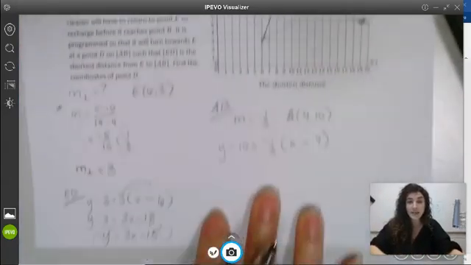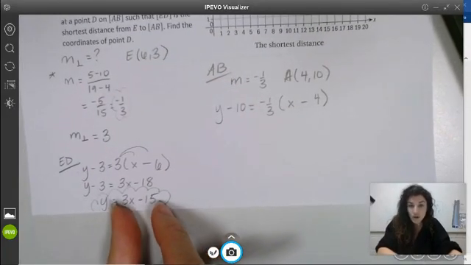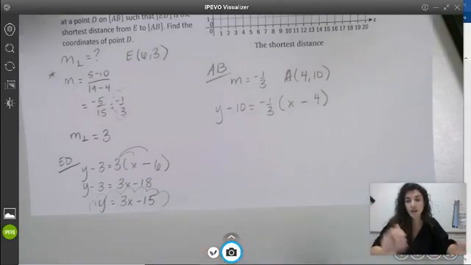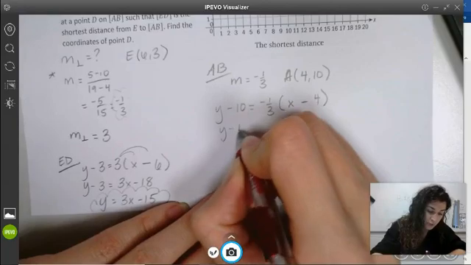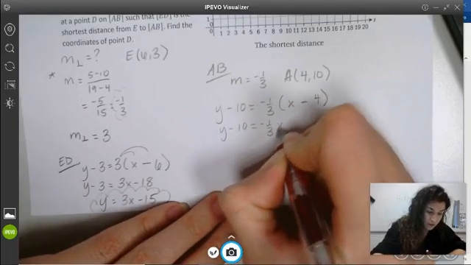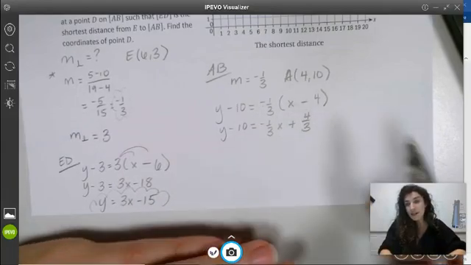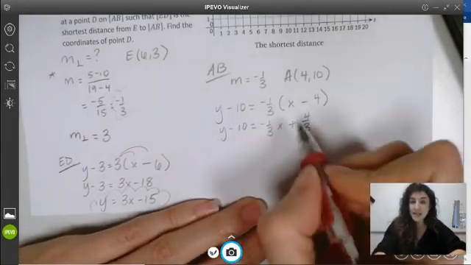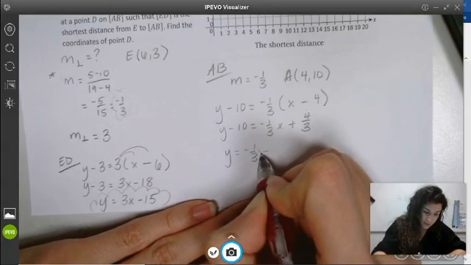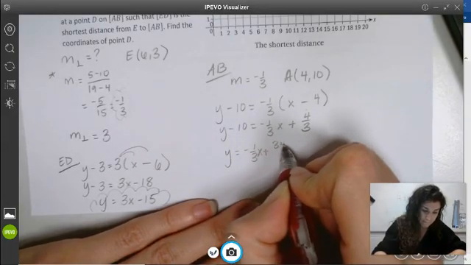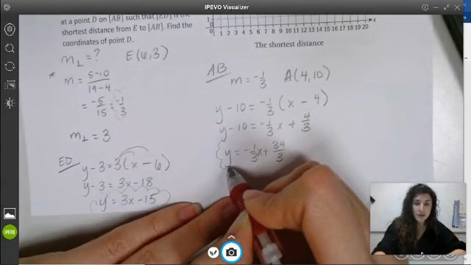I'm going to isolate y again because it's the same thought process. If I have y alone, I can take this part of the equation and set it equal to the other part of the equation and solve for x. I'm going to distribute negative 1/3. It becomes positive because a negative times a negative, and then just 4 over 3. And I'm going to add 10 to both sides. And that is my second equation.